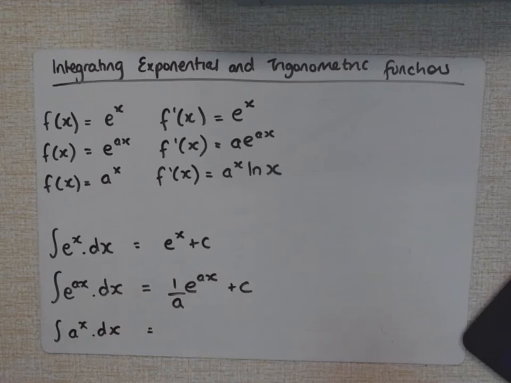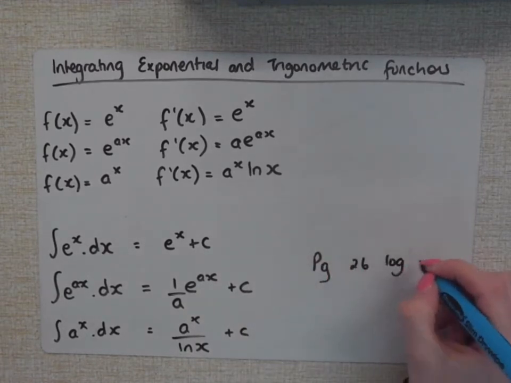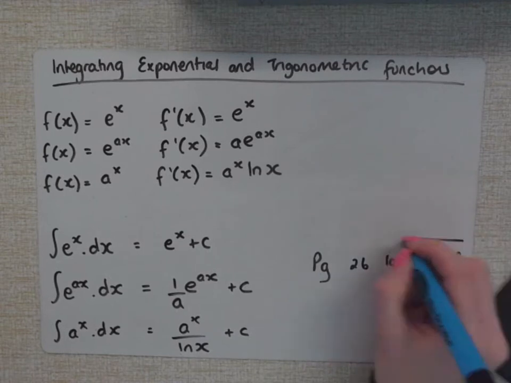And the integral of a to the power of x is going to be a to the power of x over ln x plus c. Now all of this is on page 26 of your log tables.